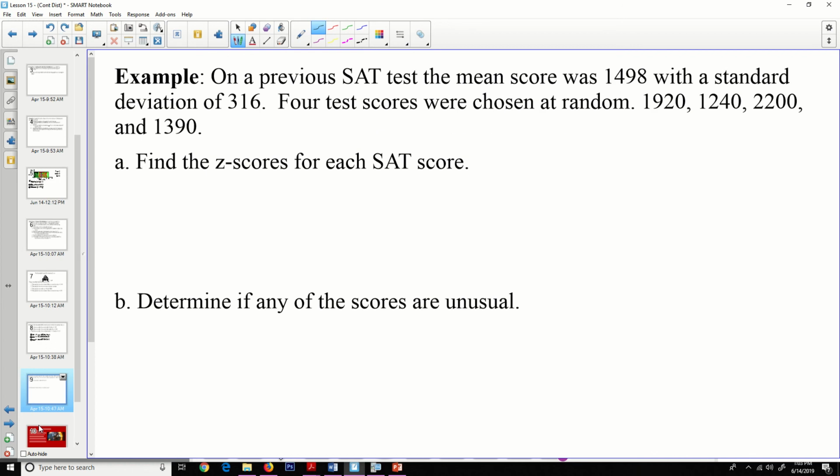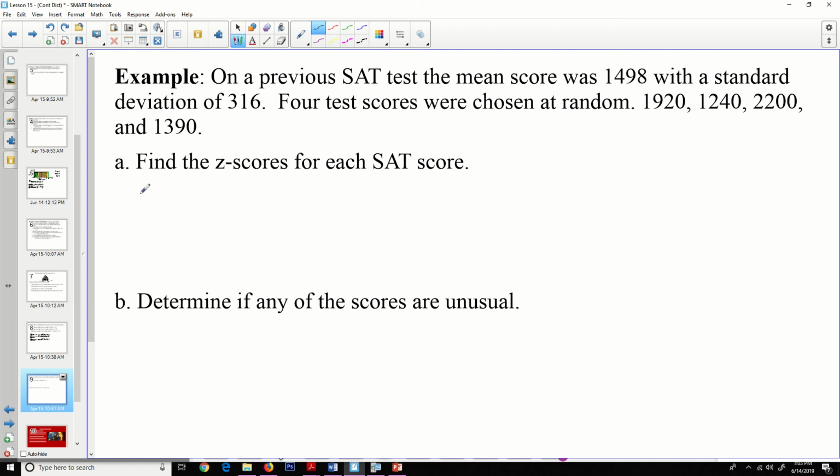All right. So let's do an example. On a previous SAT, the mean score was 1498 with a standard deviation of 316. 4 test scores were chosen at random: 1920, 1240, 2200, and 1390. Find the z-scores for each SAT score.